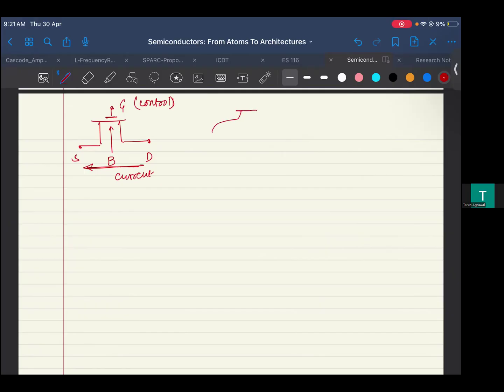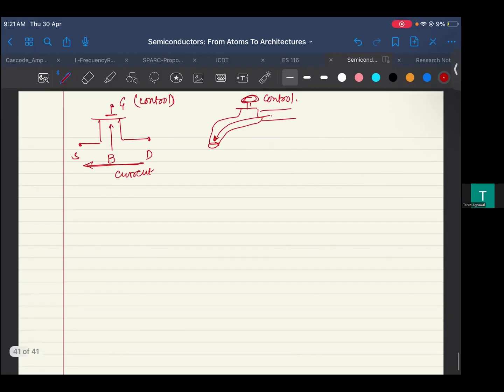In a tap, if you have a flow of water, then this flow is controlled by the control terminal. That is what your gate is here, and whatever is flowing from drain to source, or source to drain, is the current. So that is the analogy for seeing the current, or the flow.